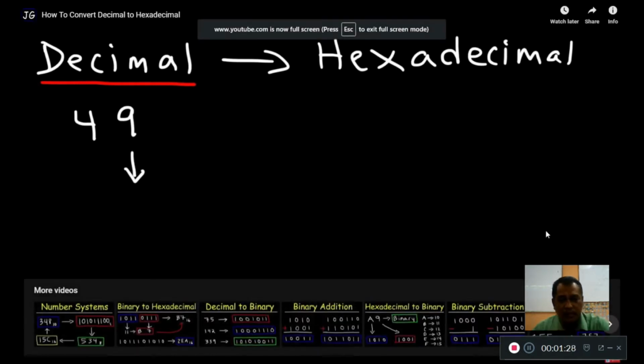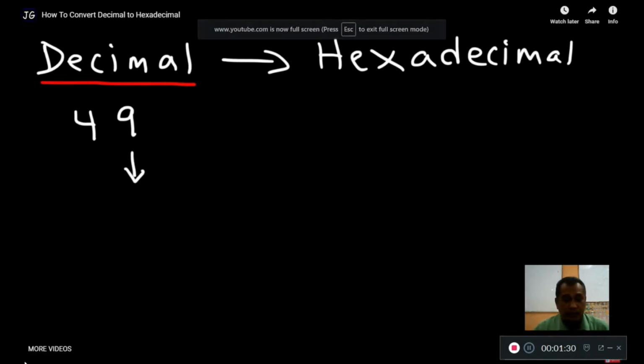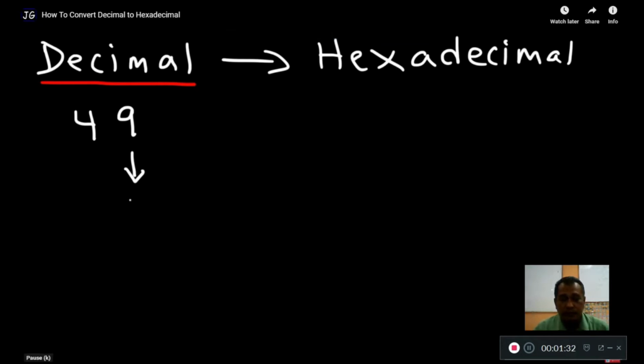Jadi decimal ni base 10 ha? 9. And the same is true for the second digit. We have 10 options to choose from. So the decimal system is a base 10 numbering system. Jadi decimal number ialah base 10 ha? Base 10. System number. Now what about the hexadecimal system?